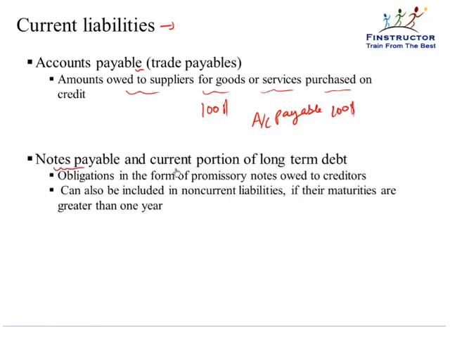Notes payable are short-term debt obligations, normally with a maturity of less than 1 year. They could be taken from financial institutions or other companies, and are expected to become due in less than one operating cycle and will cause a cash outflow. Similarly, the current portion of long-term debt, that is the amount of principal that has to be repaid this year, will also be a current liability or a short-term liability because this is going to be due this year itself. Notes payable and the current portion could be included in non-current liabilities if the maturity is greater than 1 year.